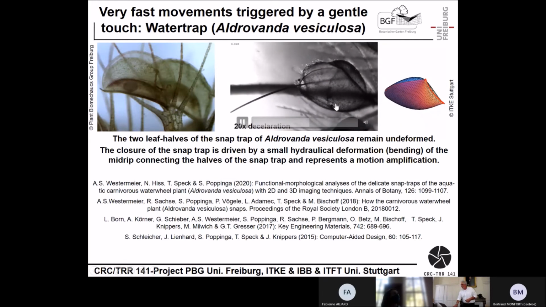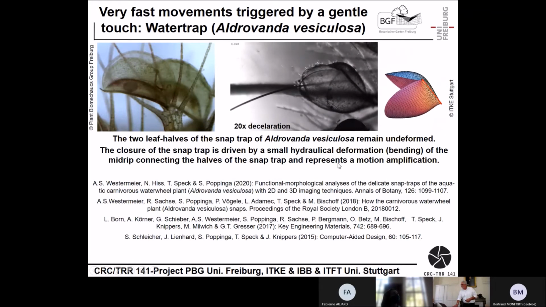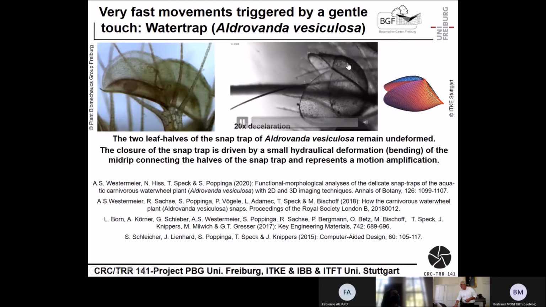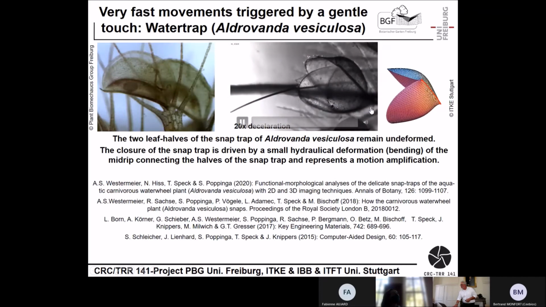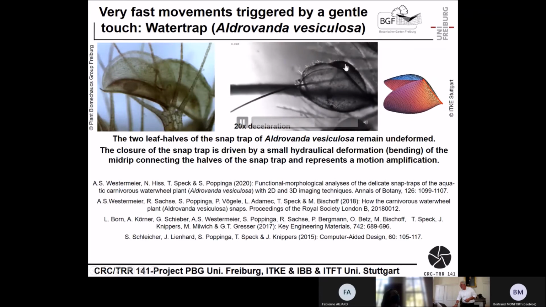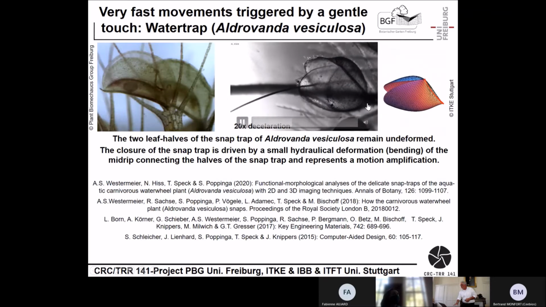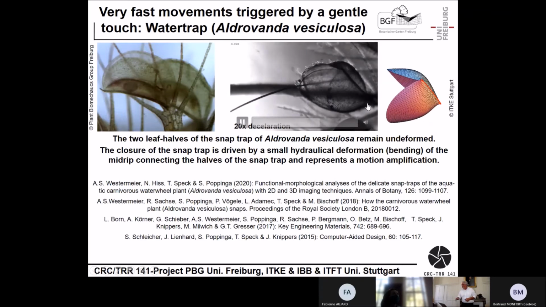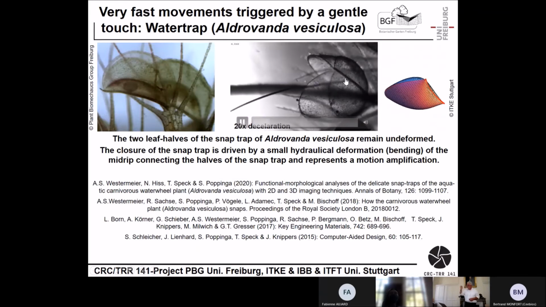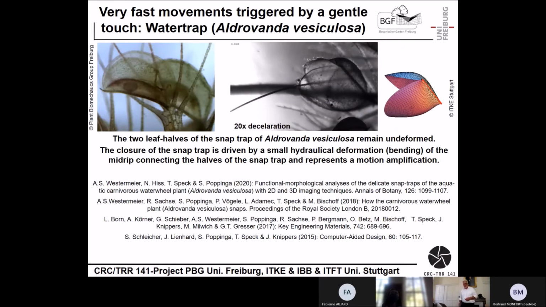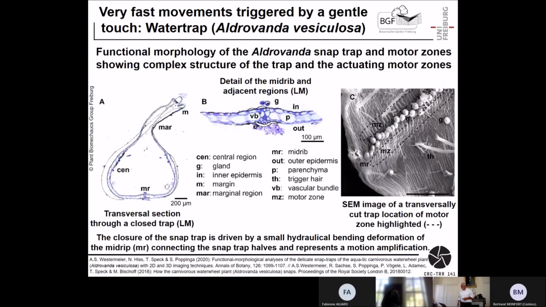The two halves remain undeformed, but the closure is driven by hydraulic deformation of this part here. This is a midrib, it's a leaf, and these are the two leaf halves. And it's a hydraulic deformation of the midrib. This hydraulic deformation of the midrib via motion amplification causes the closure of the trap. And it's interesting, it's even faster than the Venus flytrap.